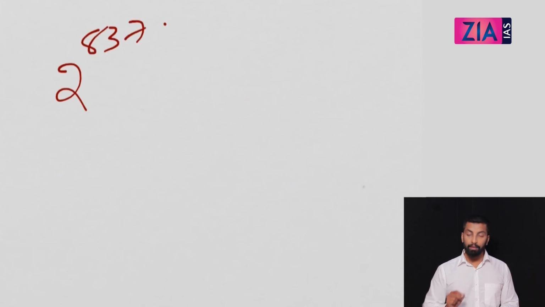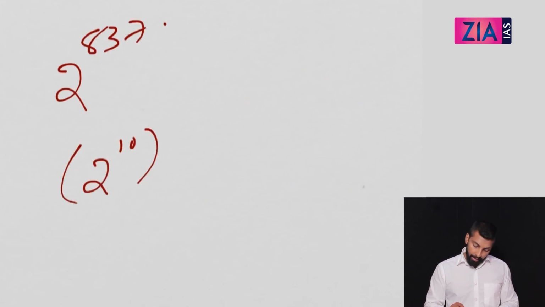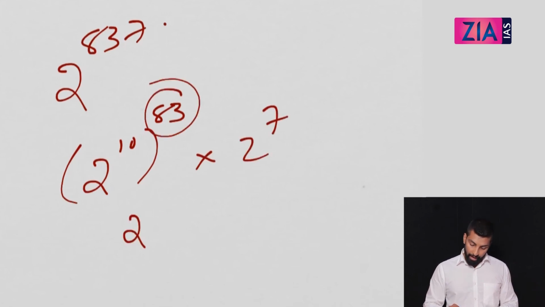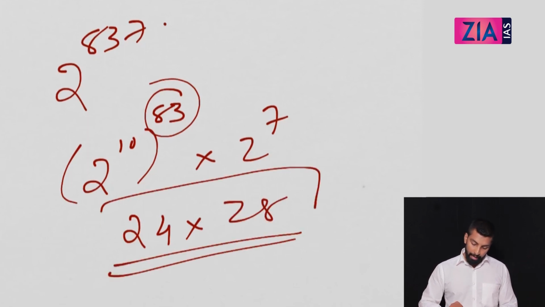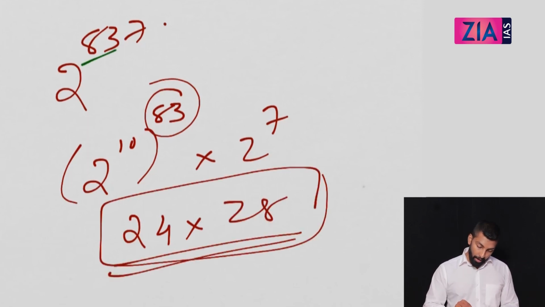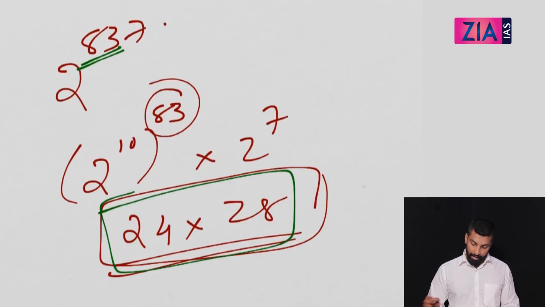Okay. So what about 2 raised to 837? See, this is 2 raised to 10 raised to 83 into 2 raised to 7. This is odd number. So 24, 2 raised to 7, 128. So 28, this you need to manually multiply. So in case of odd number here, you need to do this multiplication, 24 into 28.